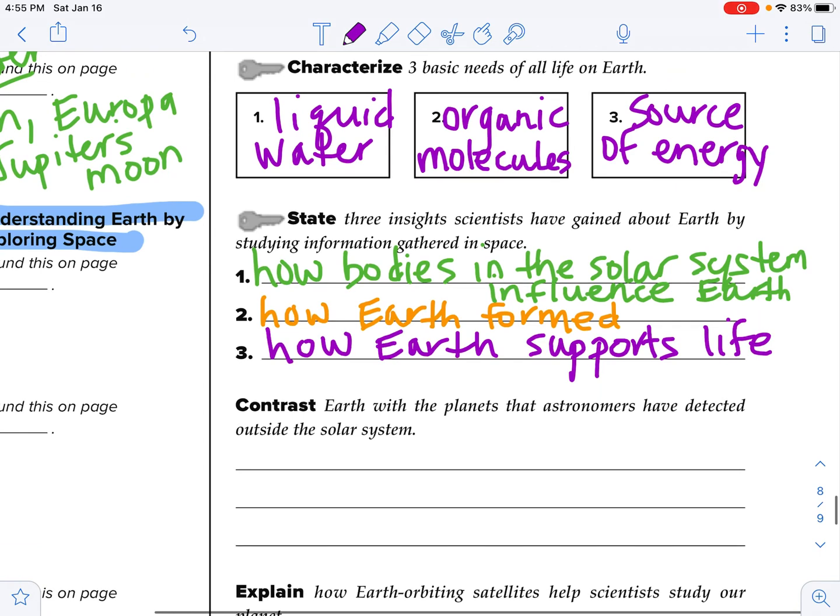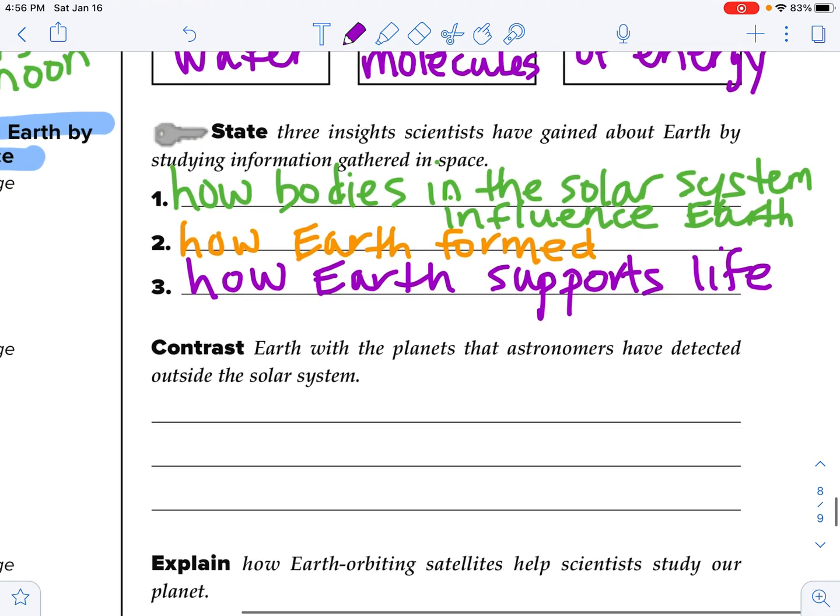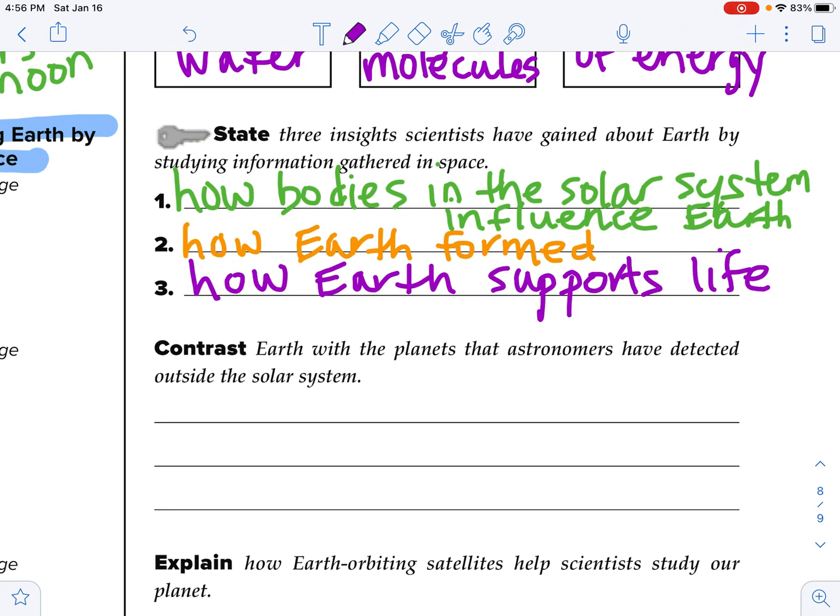Okay, there we go. So also remember, guys, when we talk about how Earth is formed or how the solar system is formed and the planets, we're looking at it strictly through the lens of science, not bringing in any type of faith or a God creating the Earth discussion. We have to be looking at it only through science. We don't want to discredit anybody on this, but we do need to be looking at how the Earth was formed, how Earth supports life, and how bodies in the solar system influence Earth strictly through the lens of science.